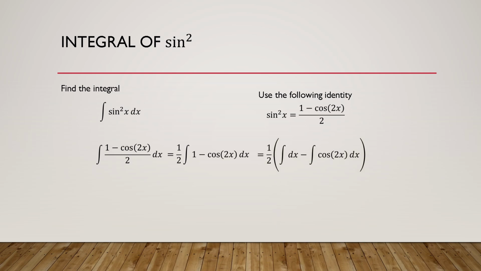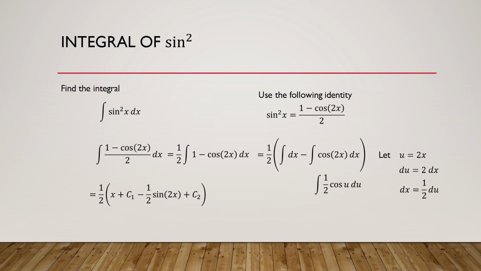The integral of dx is x plus c, and we'll call that one c1. The integral of cosine 2x can be found by setting u equal to 2x, which makes du equal to 2 dx, or dx equals 1/2 du. We can then rewrite the integral as 1/2 cosine u du, which is 1/2 sine u, or 1/2 sine 2x plus c2. When we simplify and combine our constants, we get x over 2 minus sine 2x over 4 plus c.